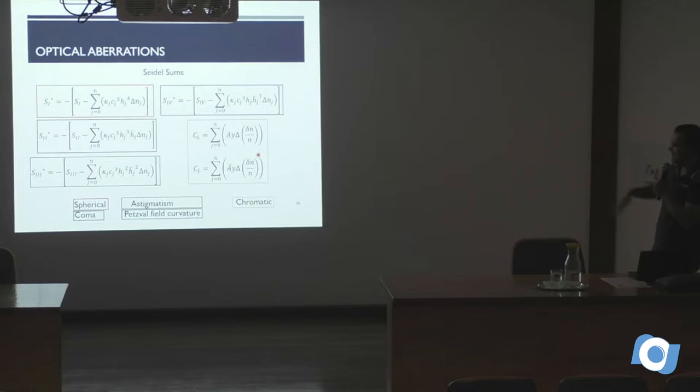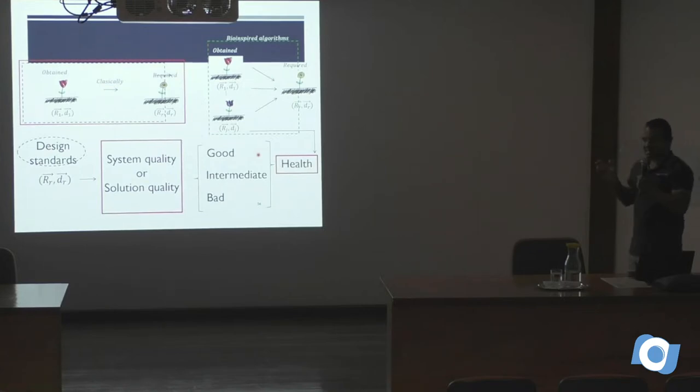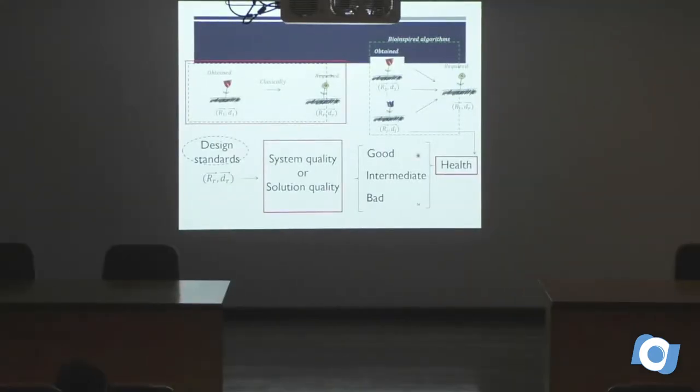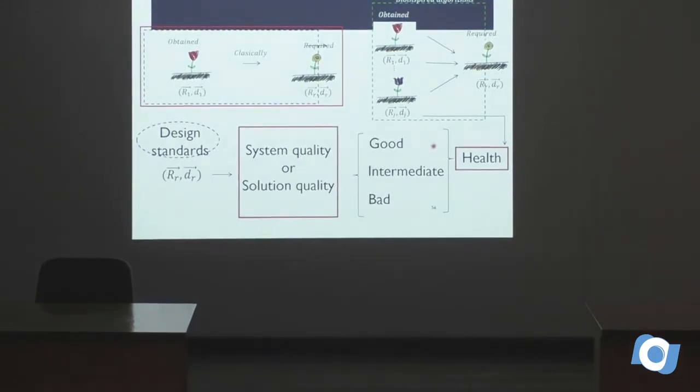For that, we need to take advantage of Seidel sums, which describe each of the optical aberrations that you may have heard of: spherical, coma, astigmatism, Petzval field curvature, and chromatic aberration, right? I showed you that example, though I didn't show you the code to reach the best focus, but that's the classical approach to performing this calculation. Iteratively, we will reach an optimal solution. But Morgan will take advantage of artificial intelligence, using bio-inspired algorithms to create a set of different solutions to reach the optimal one. So we won't depend so much on the tolerance, but we will have a complete set of solutions that might work.